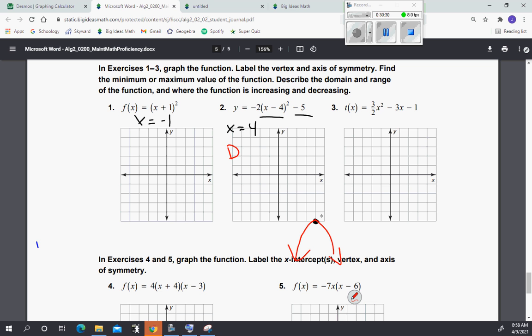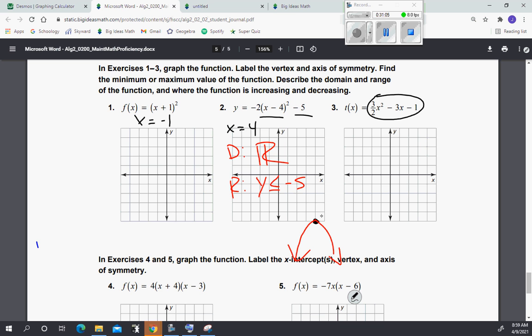Domain, what is it? All real numbers. Your range, well, it doesn't go above what number? -5. So our range is f of x, or sorry, this is actually y. This equation is y. I'm losing it. Sorry. Be done quickly. Y is less than or equal to -5. And then I'm just going to do the domain and range of this one.